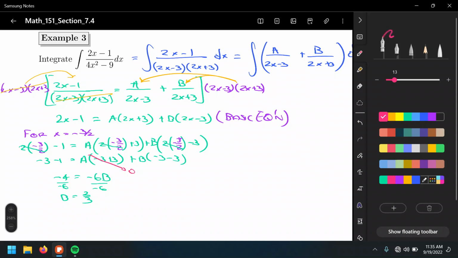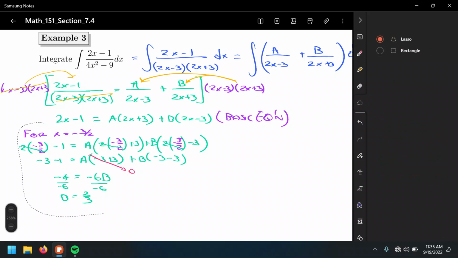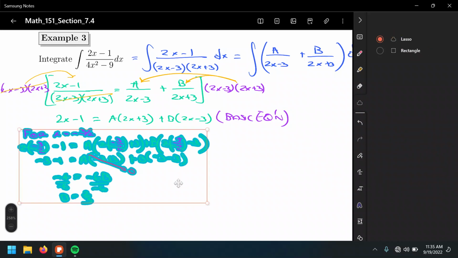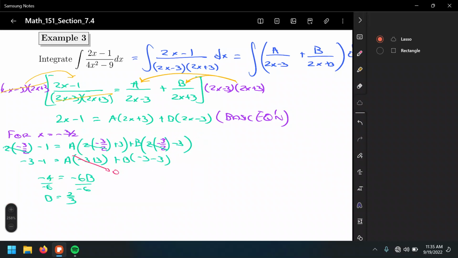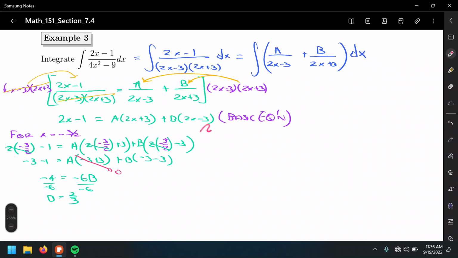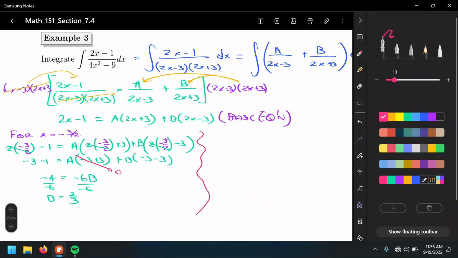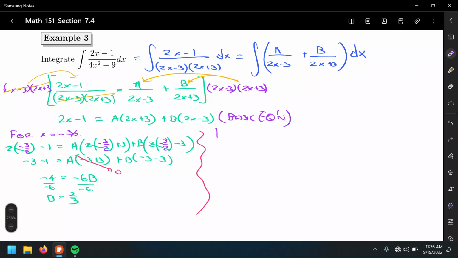Now, number 2. Can we think of another clever number that will cancel one of the terms, so we can find, well, in this case we figured out the value of b. Now we need to figure out the value of a. And to figure out the value of a, this time we need to zero out the second term containing the b. So what would be that number? Positive 3 over 2 this time, right? Okay, so for x equals 3 over 2, what are we going to have?